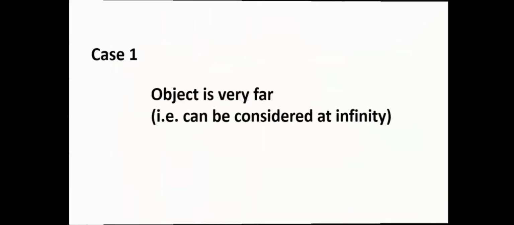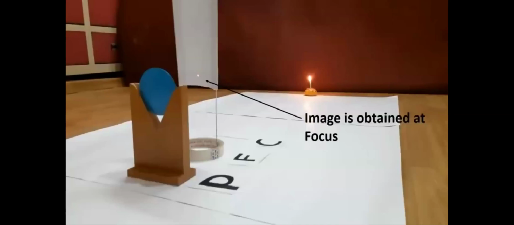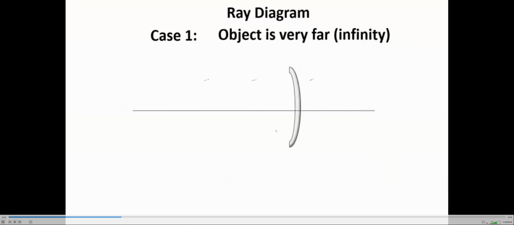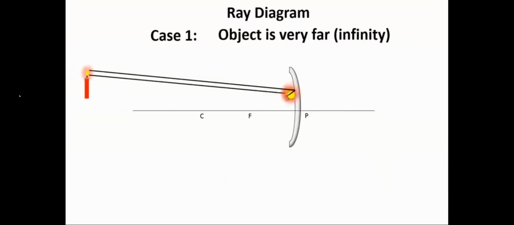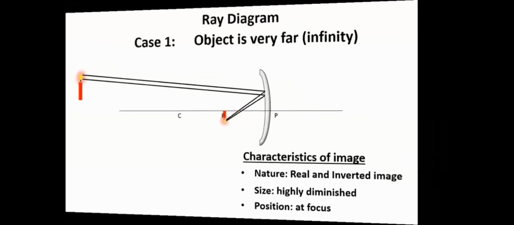Case 1, object is very far. So they kept it a little far. You can see the small dot on the screen. That is the candle flame's image. There you can see more clearly now in the dark. Can you see it's an inverted candle flame? So the image forms at the focus, real, inverted and diminished.